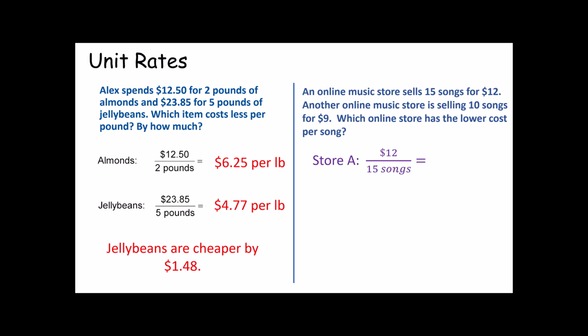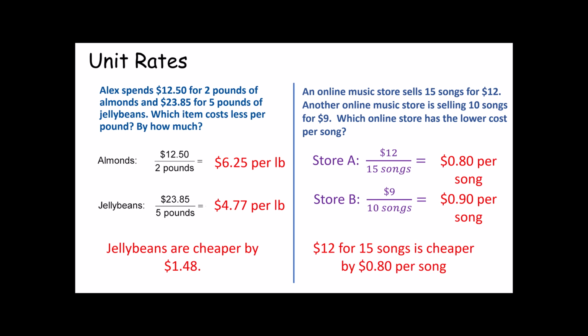The first store sells $12 for 15 songs, or it's 80 cents per song. Store B charges $9 for 10 songs, which is 90 cents per song, which means the 12 for 15 songs is cheaper by, it says by 80 cents per song. That's a little typo. It's cheaper by 10 cents per song. I'll make that little correction there. It's cheaper by 10 cents per song.